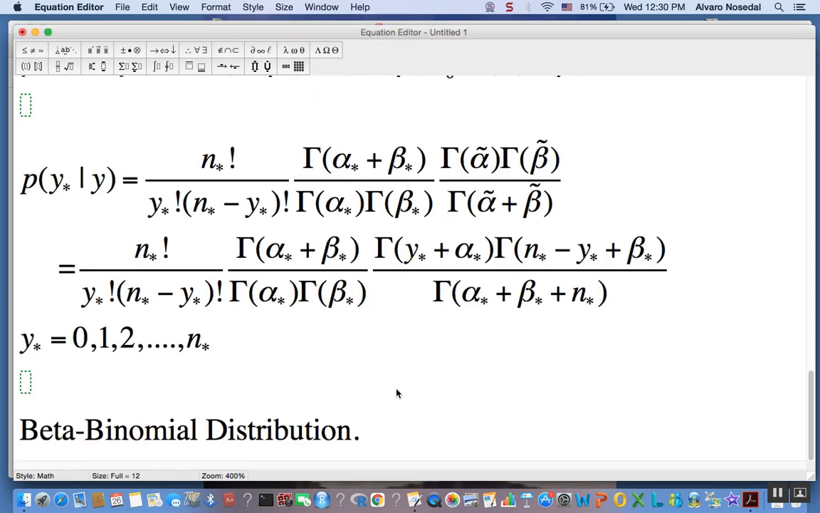So in general, what we saw is that we have a formula for this, and the posterior predictive distribution in this particular case has a particular name. It's called the beta binomial distribution.